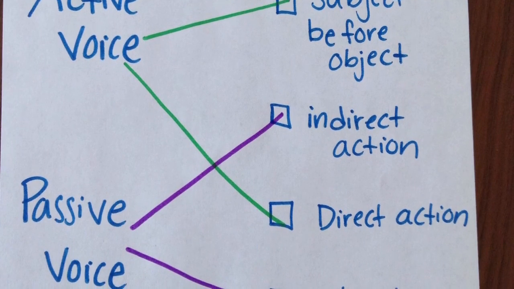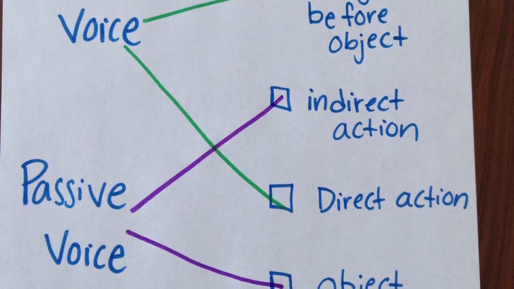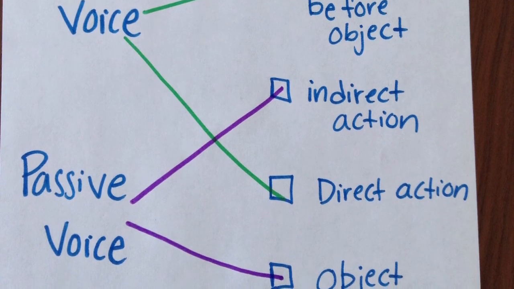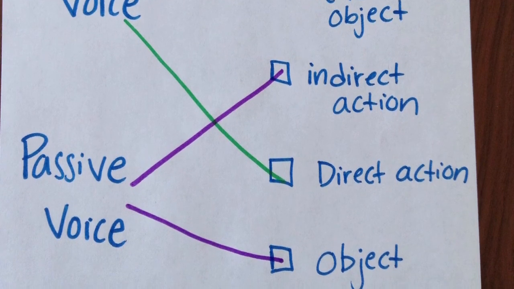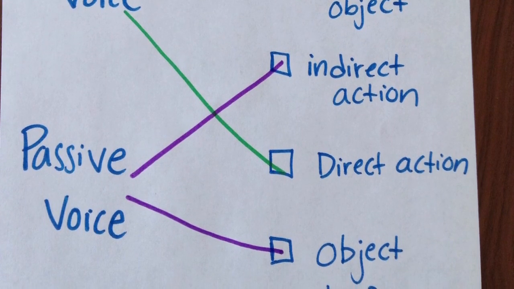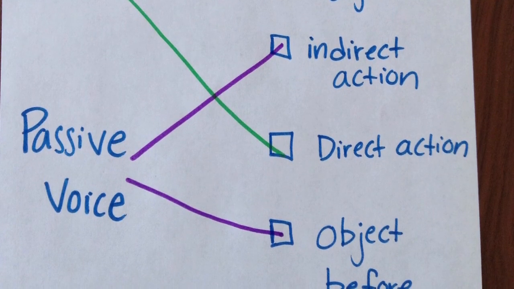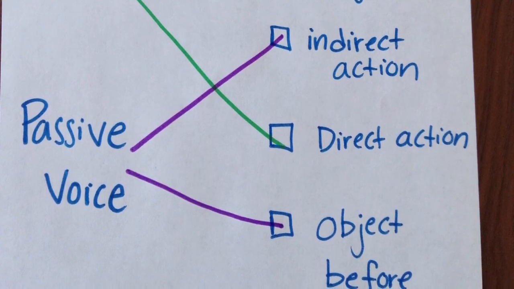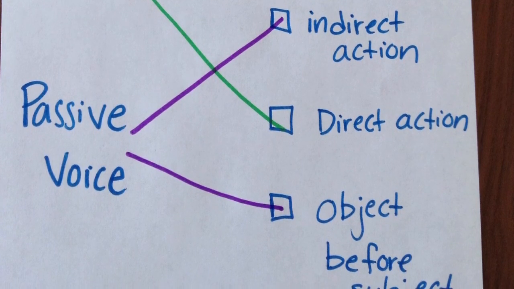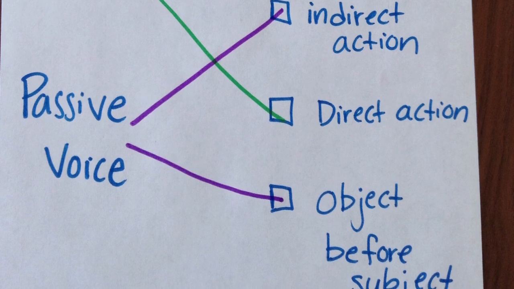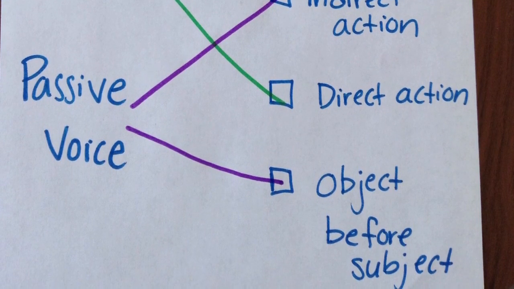For passive voice, we can select the indirect action. That was one characteristic of our passive sentences. An indirect relationship between the subject and the object is an indirect action. We can also select the object before the subject. That was another characteristic that we saw. Our object moved up before the subject of Scuba in our passive voice sentences.